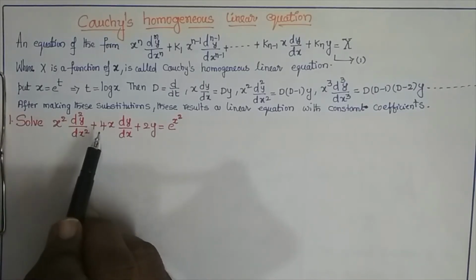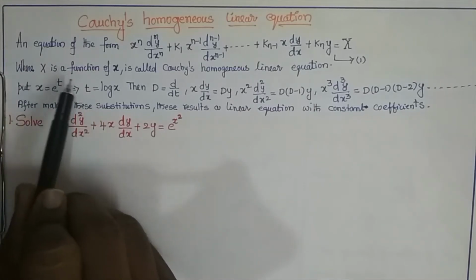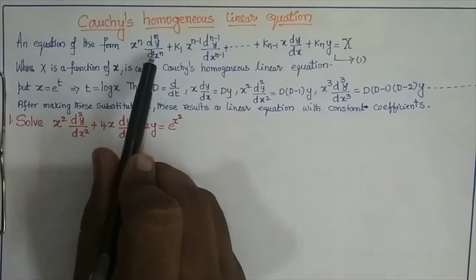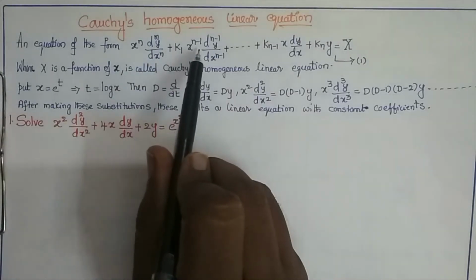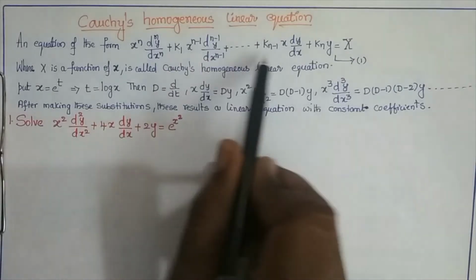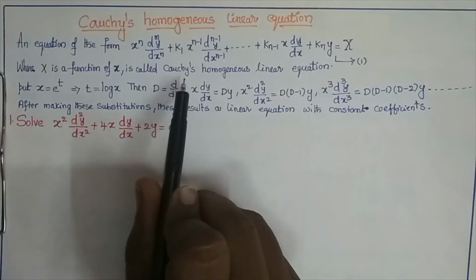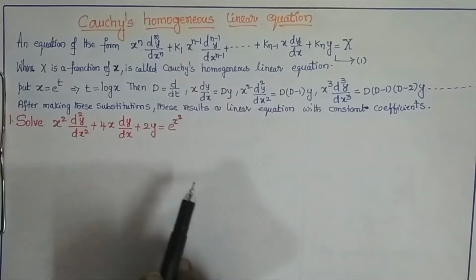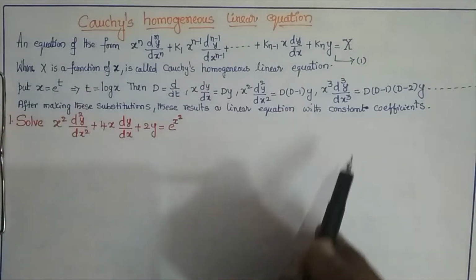Before we discuss this one, let us discuss an equation of the form x^n d^n y/dx^n + k1 x^(n-1) d^(n-1) y/dx^(n-1) + and so on + kn y = X, which is called Cauchy's homogeneous linear equation. Here capital X is a function of x.